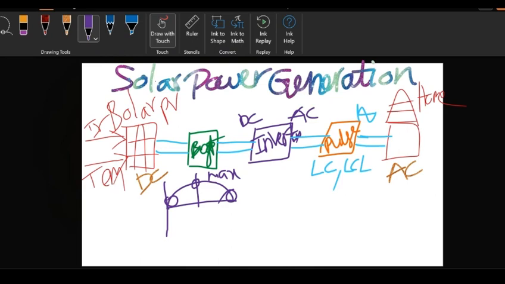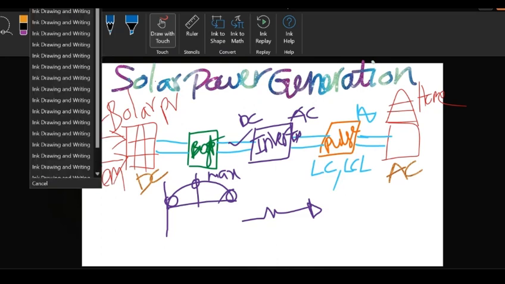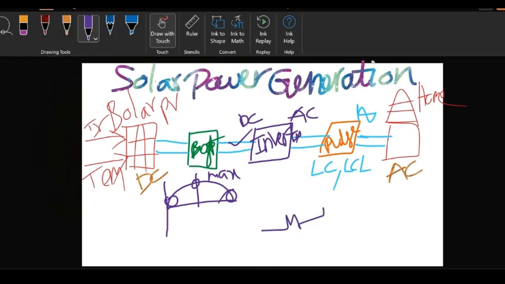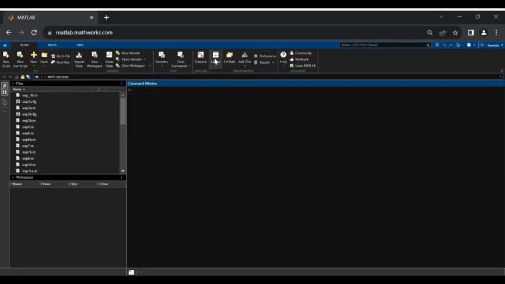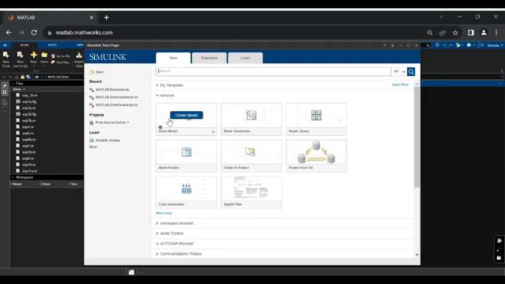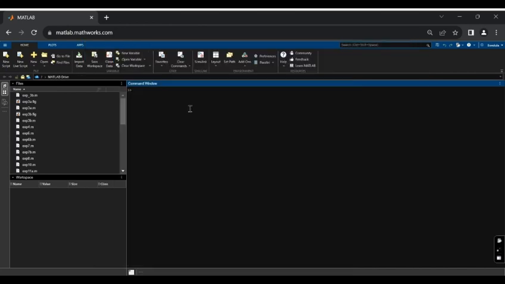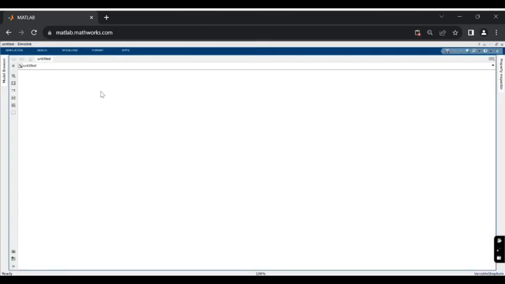Solar power generation is at its maximum in the afternoon. In the morning and evening we don't get much solar power, because solar power generation gives maximum power only in the afternoon. For the DC boost, we connect a parallel RLC circuit, which mainly changes the signals. Let's open MATLAB online.